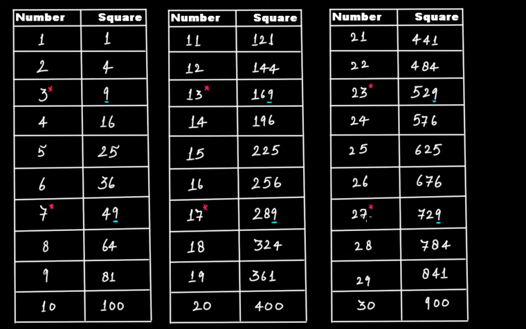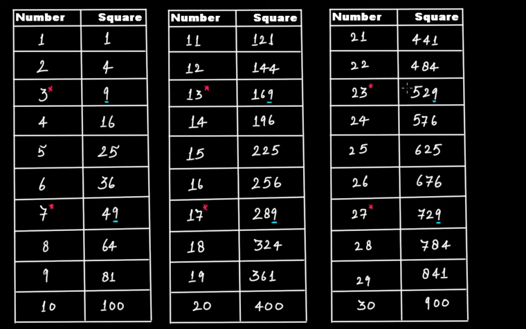So if the given perfect square ends with 9, then the number whose perfect square it is will end with either 3 or 7, like 9, 49, 169, 289, 529, 729, right? All end with 9. So in this case the numbers are 3, 7, 13, 17, 23, 27: ending with 3, ending with 7, ending with 3, ending with 7, ending with 3, ending with 7.